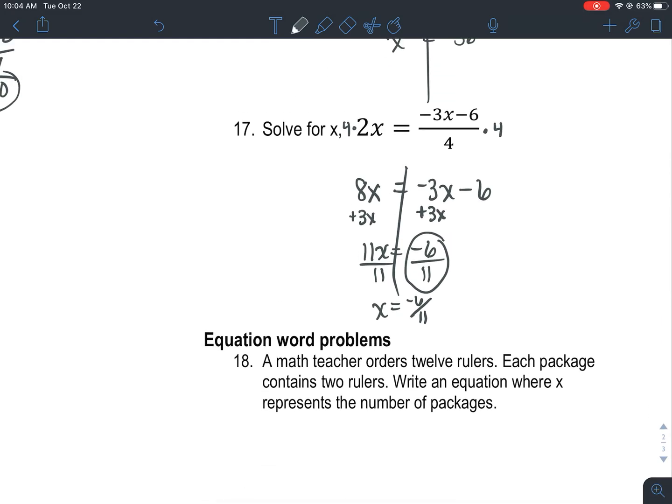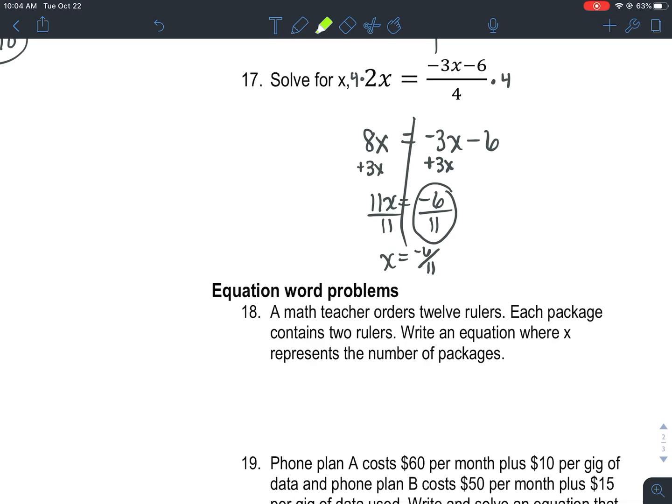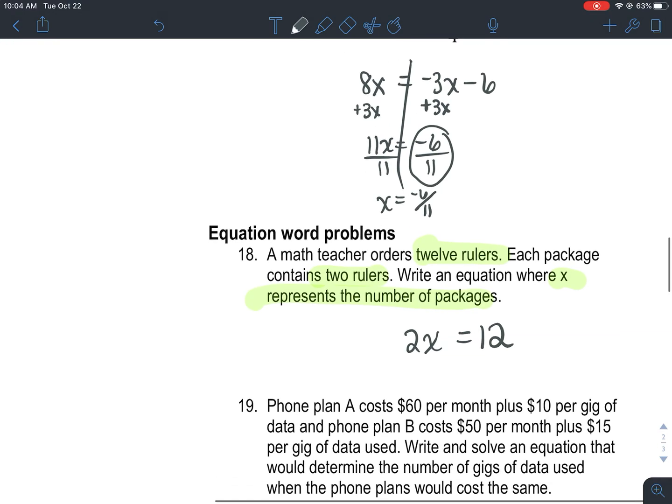Okay, some word problems. A math teacher orders 12 rulers. Each package contains 2 rulers. Write an equation where x represents the number of packages. So we know it's going to equal 12. And there are 2 rulers in each package. So that would mean the other side would be 2 times x. So 2 times the number of packages would be 12. So therefore there's 6 packages total.